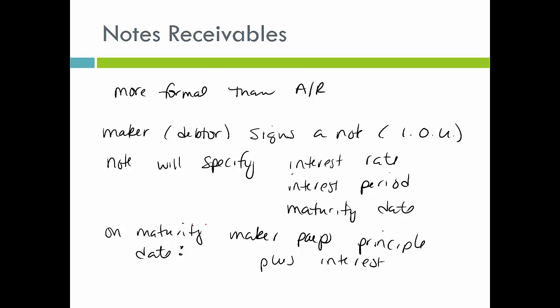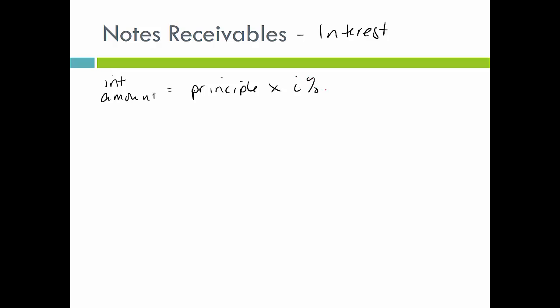So there's really two things we have to figure out for a note, and then the journal entries are pretty easy. The first thing we have to figure out is the interest. And you generally see this in either days or months. The interest amount, so the total interest due, is always going to be the principal times the interest rate. That will give you the annual amount, and then I'll say times the time. So the number of months over 12, or the number of days over 360.